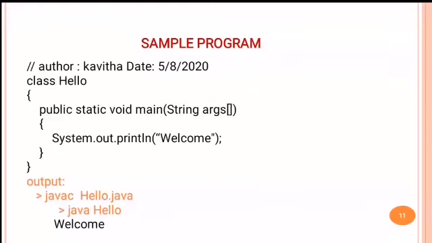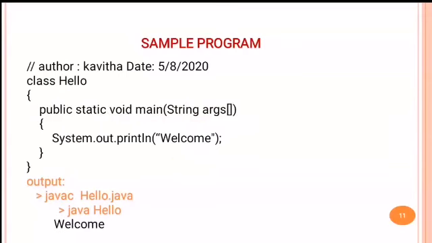This is a Java program. First give the documentation section. In the documentation section we give the author name and date. This line will not be executed by the compiler. Then we give the class name. Class is the keyword and hello is the class name. Then you give the main method. In the main method you print the welcome message.